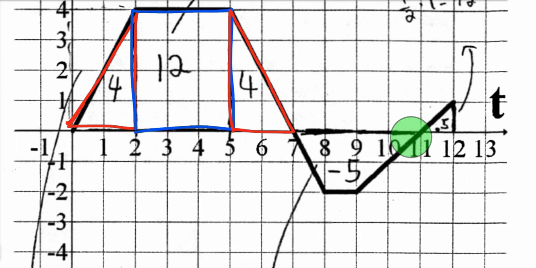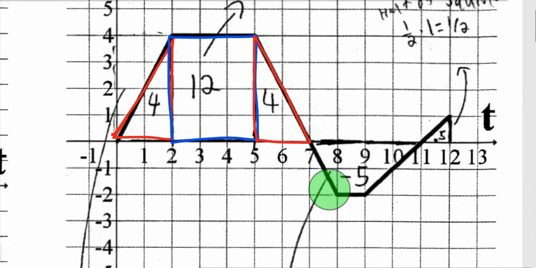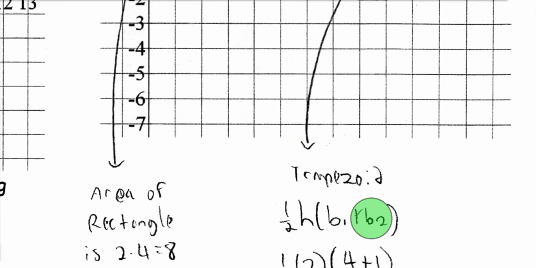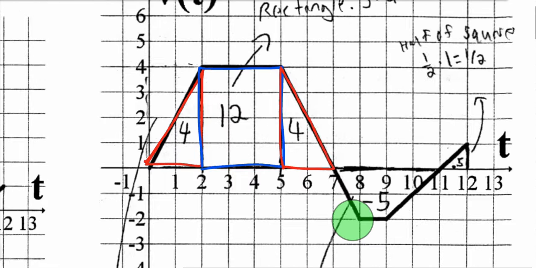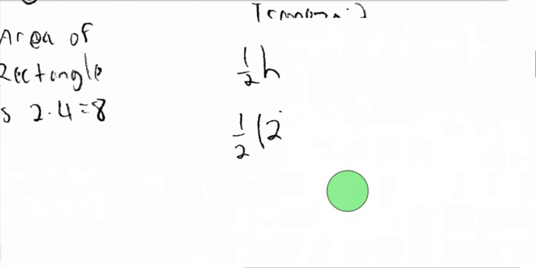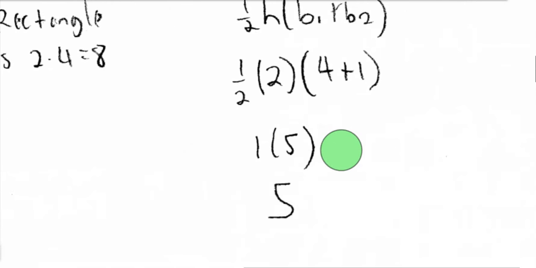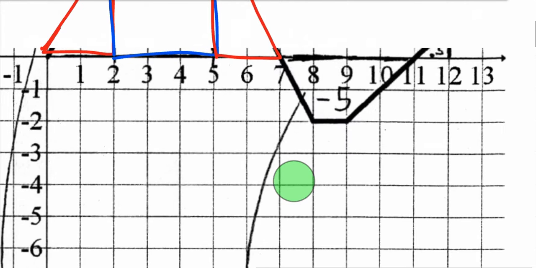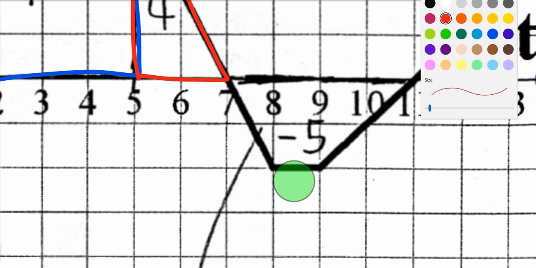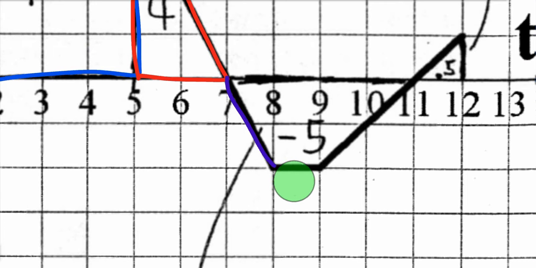Then we have a trapezoid right here. The area of a trapezoid is 1/2 h (b1 plus b2). 1/2 times the height times b1 plus b2. If you look at the first base, it's 4, the second base is 1, and the height is 2. So it's 1/2 times 2, times 4 plus 1, which gives you 5. So the area of this trapezoid is 5. However, the caveat is it's below the x-axis.